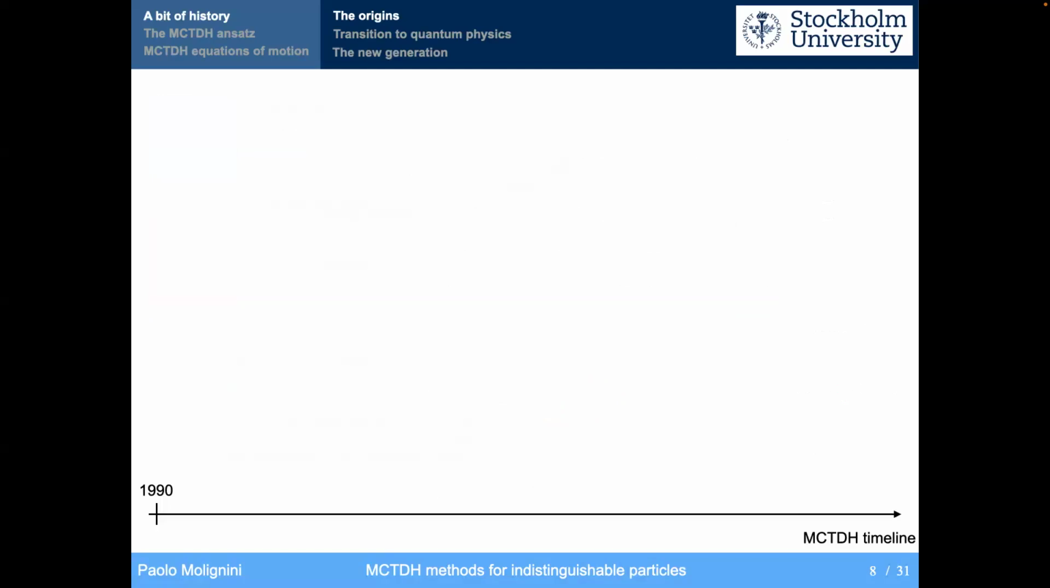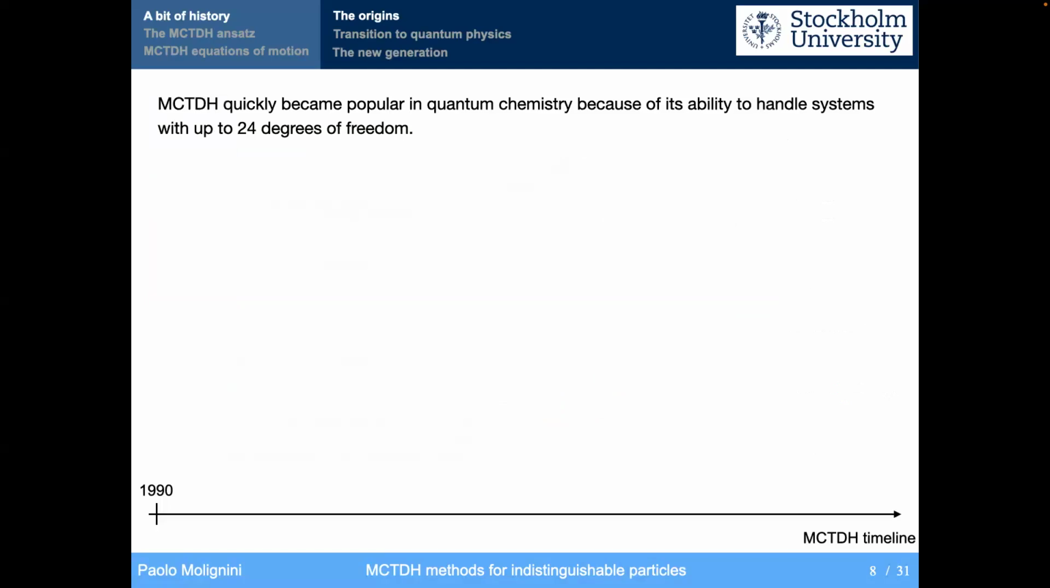So with this, I will explain later then exactly how you construct the equations of motion and so on. But just to give you an idea, with this method, they were able to handle quickly much larger systems than we were able to do before, with up to 24 degrees of freedom. It was applied to different types of dynamical processes, such as photodissociation and dissociations on surfaces, and also just to calculate the entire vibrational spectrum of small molecules.